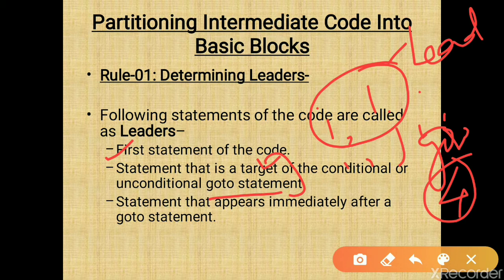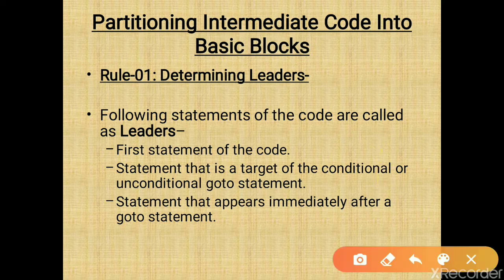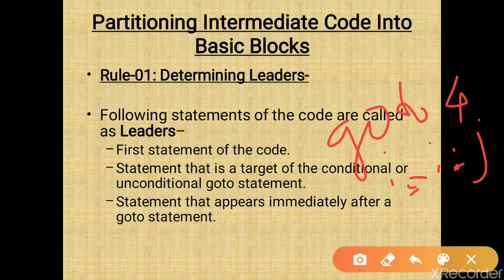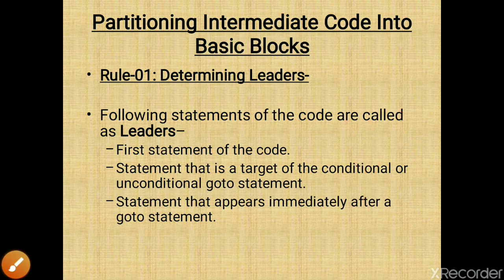Then what is the next one? The statement that appears immediately after a go to statement. So if you are writing a code like go to 4, then i equal to i plus j, the statement that appears immediately after the go to statement is also a leader. So mainly three conditions are there. The first statement is a leader, the target of a conditional or unconditional go to statement is a leader, and the statement that appears immediately after the go to statement is a leader. So these are the conditions for determining the leader.